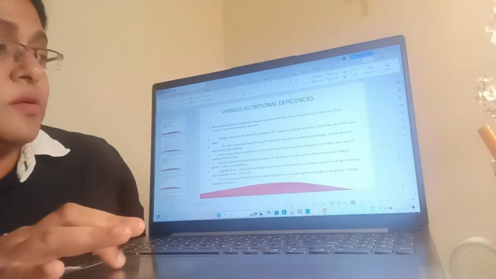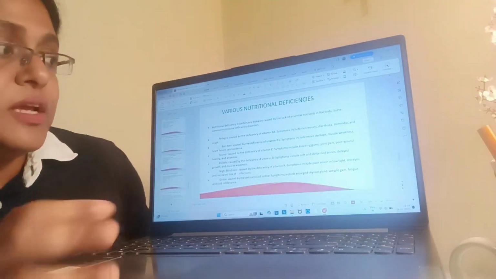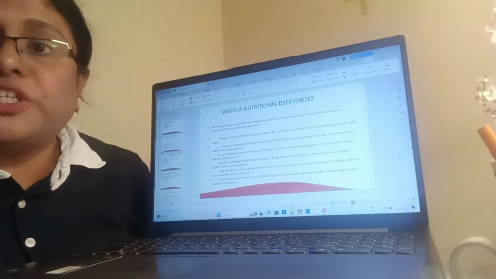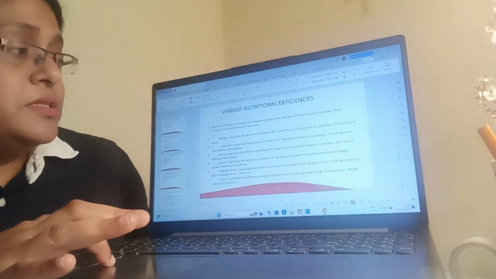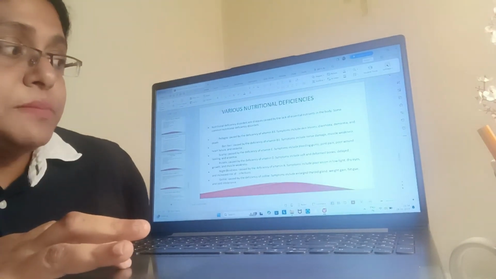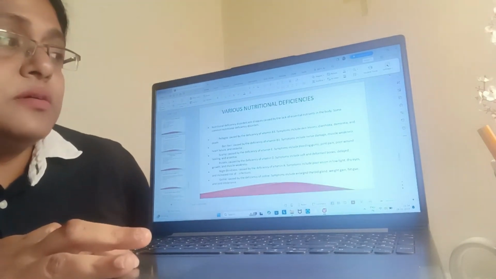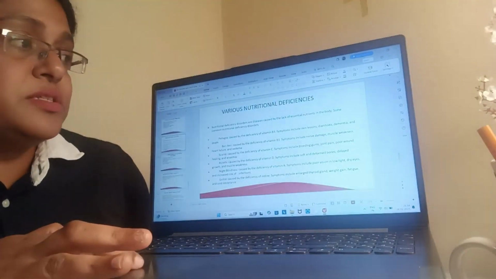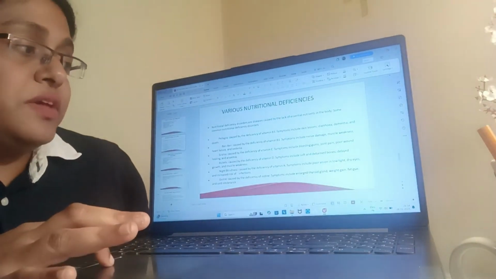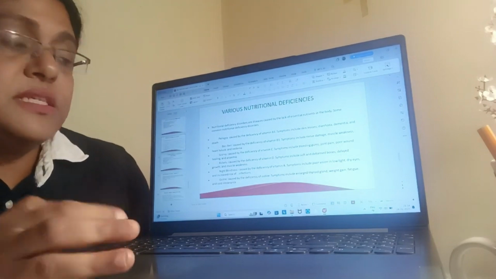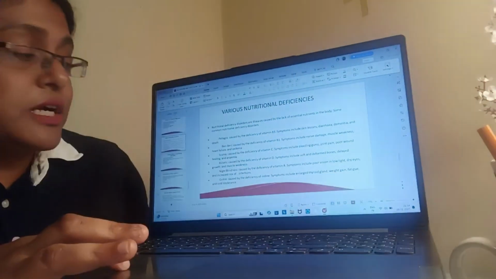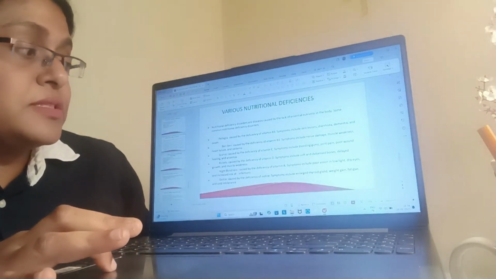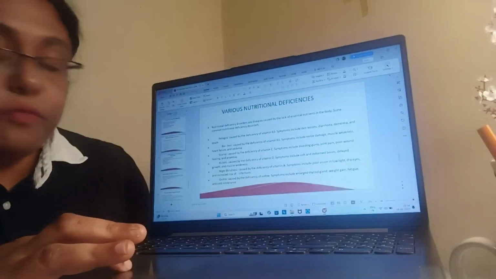Pellagra is mainly caused by a deficiency of vitamin B3. The symptoms are dementia, diarrhea and even death. Beriberi is a deficiency caused by vitamin B1, and the symptoms are nerve damage, muscle weakness and so on. Scurvy is mainly a deficiency of vitamin C. We can see some people have gum bleeding and joint pain, which is also because of scurvy, a deficiency of vitamin C.